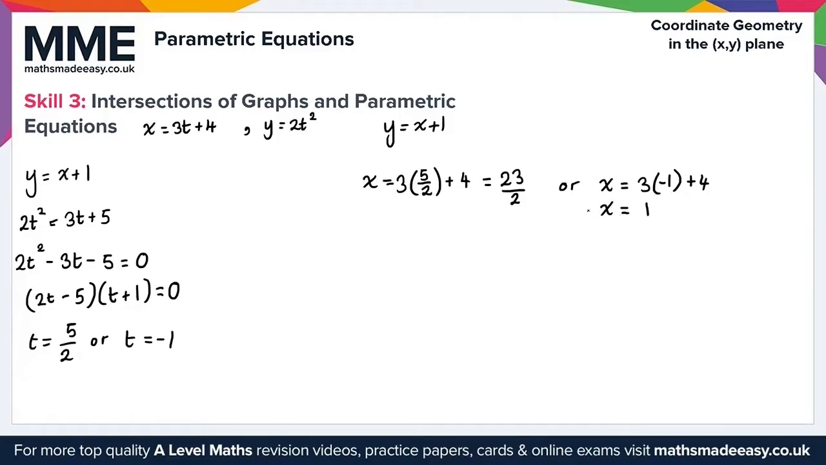Now we just need the two values for y. So here, using the fact that y is equal to x plus 1, therefore y is equal to 23 over 2 plus 1. So that would give us 23 over 2 plus 2 over 2, giving us 25 over 2. Or we also have y equals x plus 1, if x is 1, that's simply 1 plus 1, and that would give us 2 there. Okay? And that gives us our solution to that example. So that gives us everything we need there for skill 3 on intersections of graphs and parametric equations.